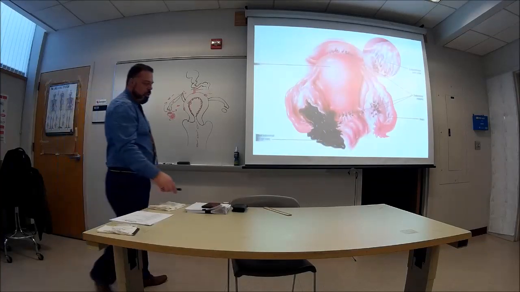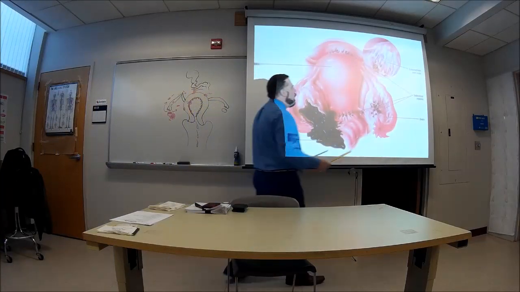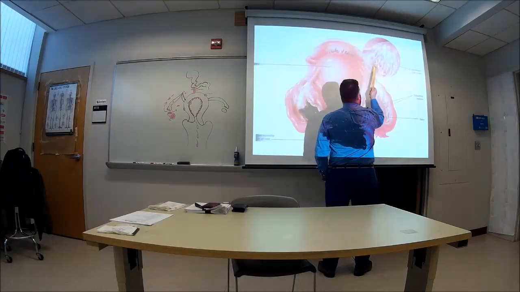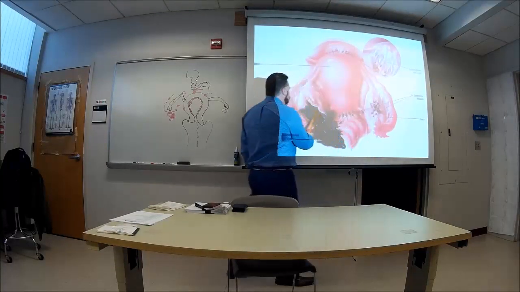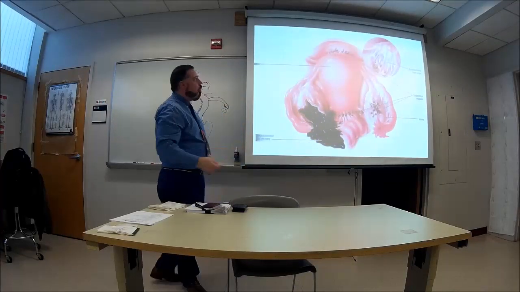Okay? Some more pictures of that. Okay? This is what adhesions would kind of look like. And you see some seedings all around here. And here's our chocolate cyst that kind of ruptured. That will cause a lot of pain.